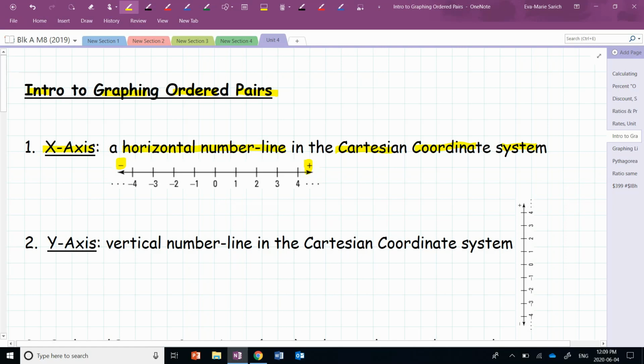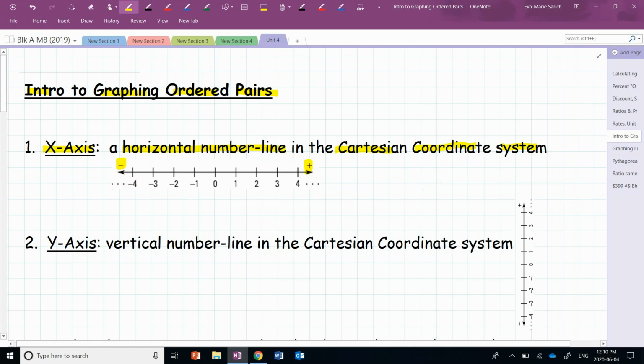Now, what I have drawn here is just a part of a number line. There's 3 dots after the 4 to show that it goes on forever to the right, and 3 dots to the left of the -4, saying that it in fact goes on forever in the negative direction.